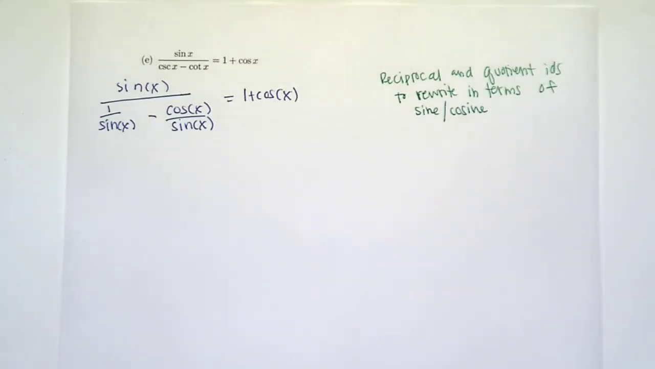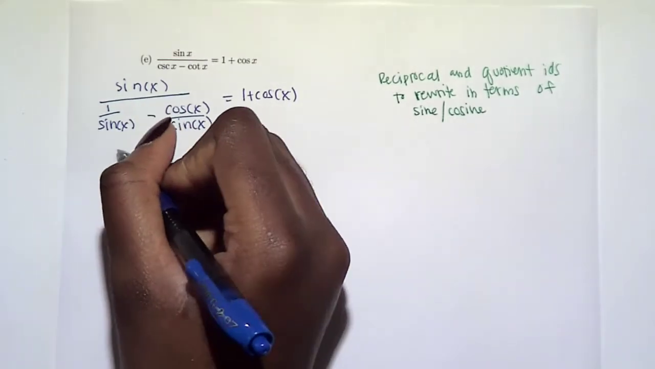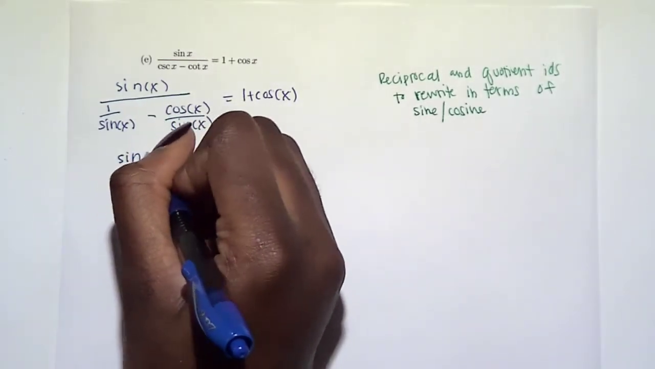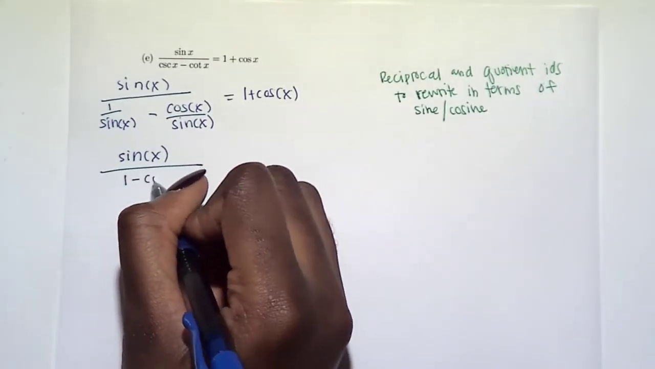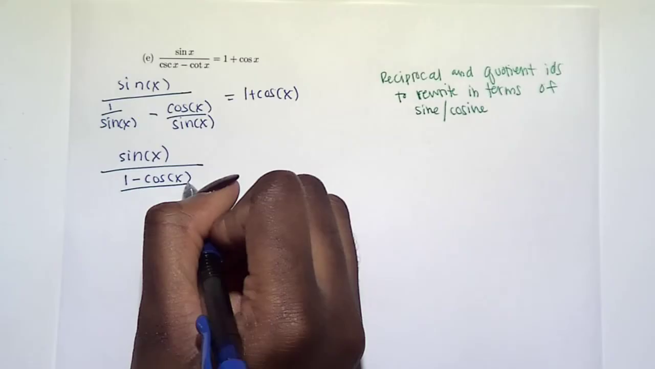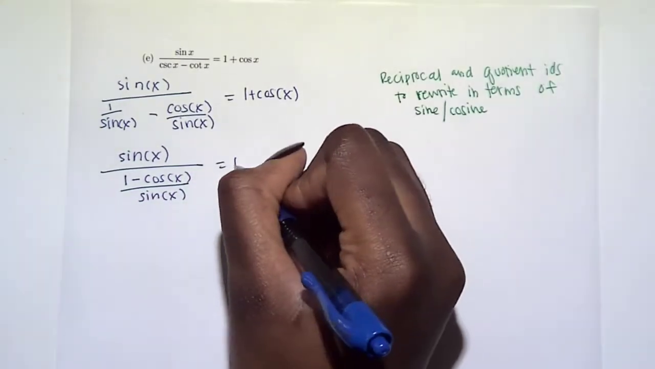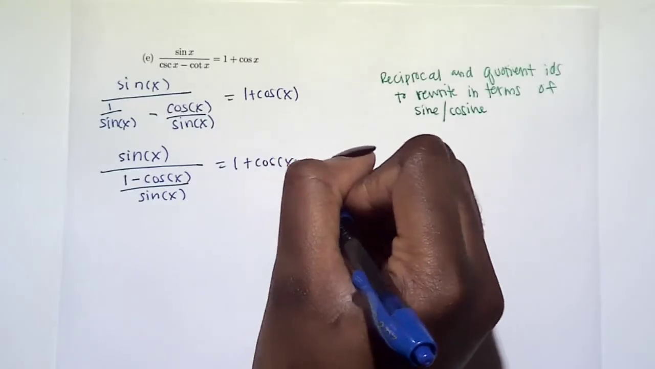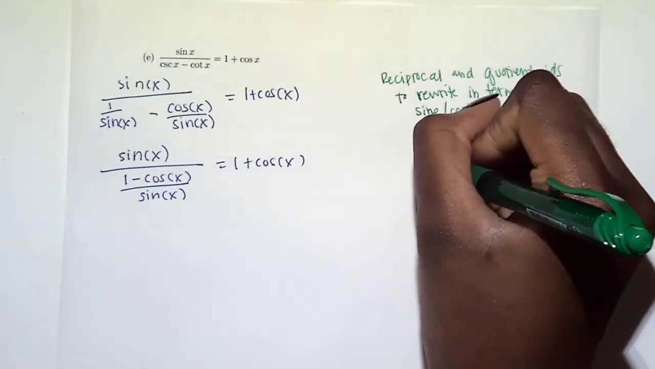All right, in the denominator, I notice I'm subtracting. Let's go ahead and subtract this. We don't even need a common denominator. They're both the same. So this is the best kind of subtraction with a fraction. So sine of x on the top. On the bottom, we got 1 minus cosine x over sine of x. All right, so here we just subtracted.